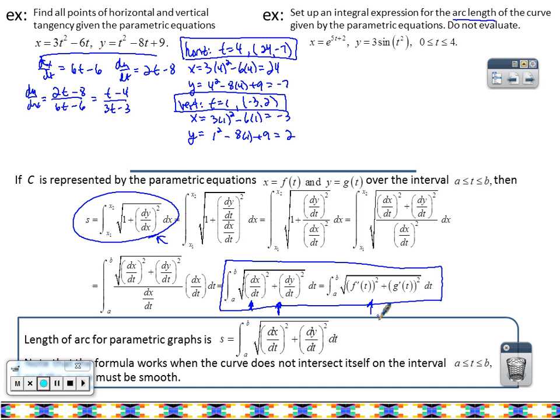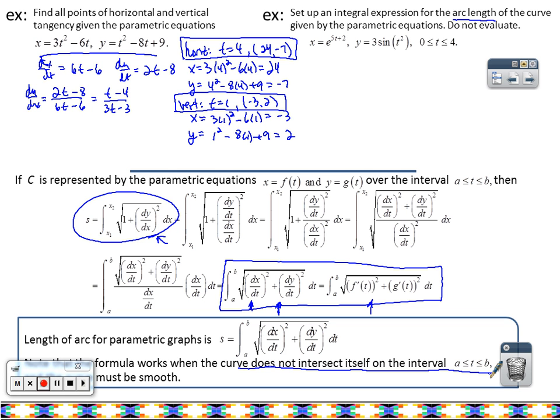It's the same formula. Now, a note that we need to make, down here on the bottom, is that this formula works when the curve does not intersect itself on the particular interval, so it can't cross over itself. And it must be smooth. It's got to be differentiable. No jagged edges like a corner or a cusp or anything. And on this last example, we're just going to set up the integral. We're not actually going to calculate it.